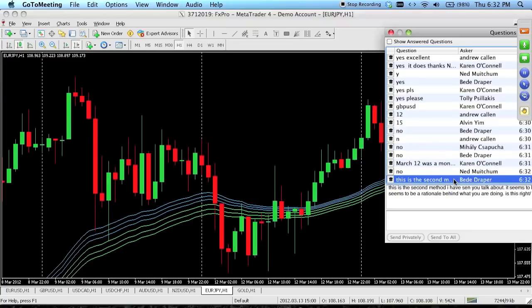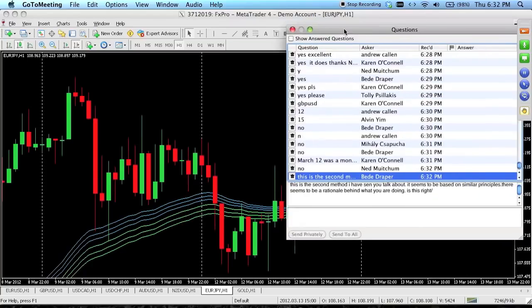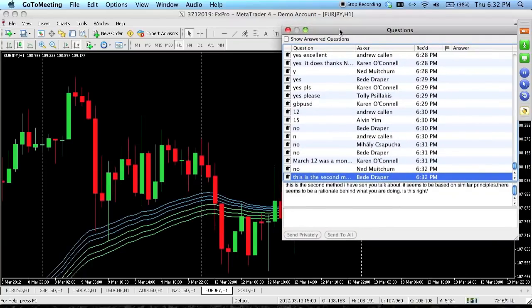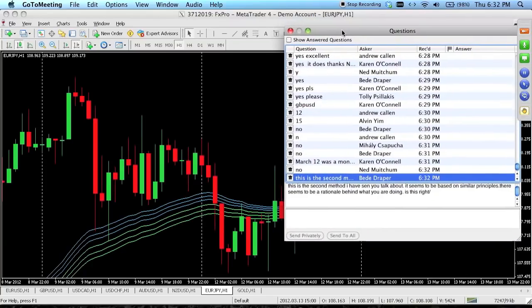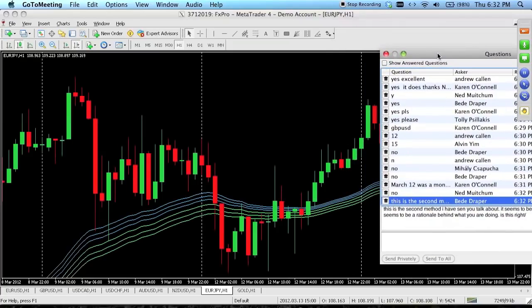This is the second method I have seen you talking about. It seems based on similar principles. There seems to be a rationale behind what you're doing. Is this right? Yes. I always try to bring out the point of seeing the market as a whole, rather than trading one pair at a time, adding a million indicators on it, trying to find the golden trail. It's not going to work.